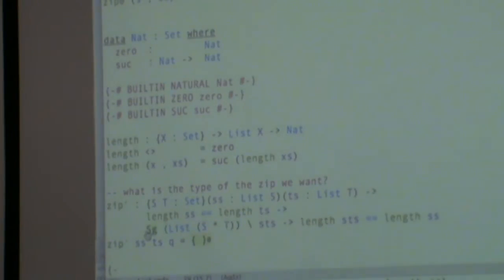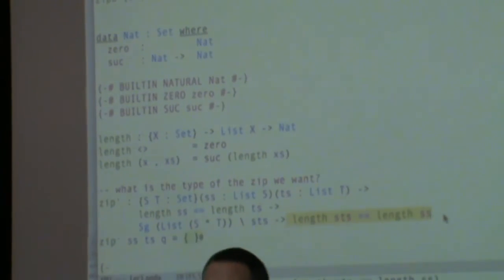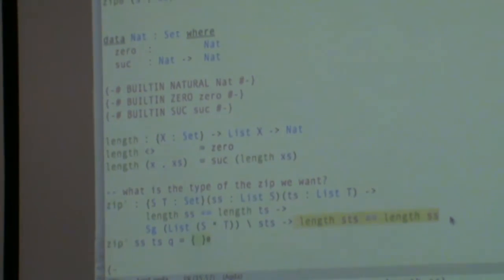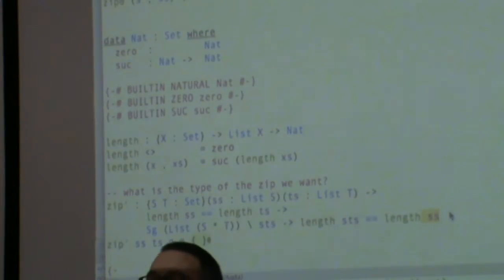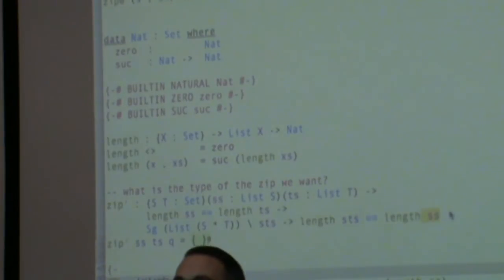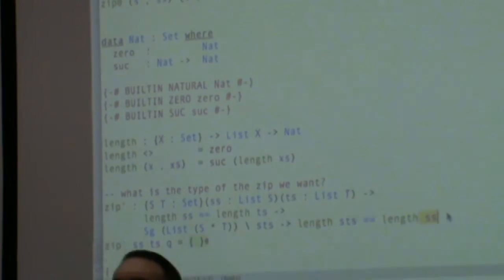So here I'm writing this as a sigma type, a type of dependent pairs. This is the type of the first component. And then I use this backslash, that's a lambda, binding a variable that stands for the value of the first component, so that I can give the type of the second component depending on that value. Is everyone cool with that? So what I'm saying is, you not only give me an output list, you give me a proof that its length is the same as, and here I made an arbitrary choice of which of the lists I was going to say it was the same length as.